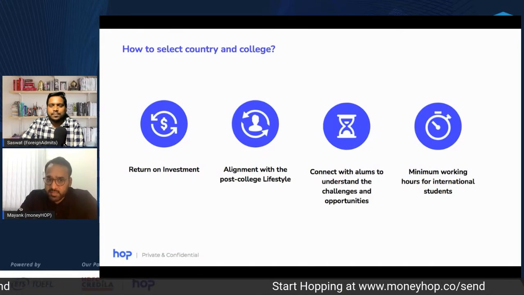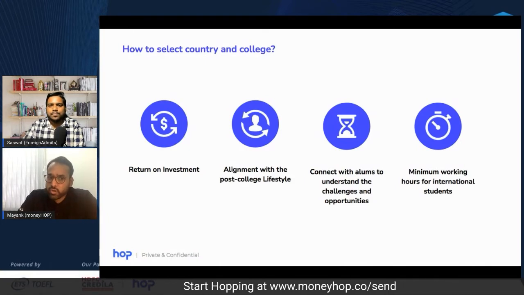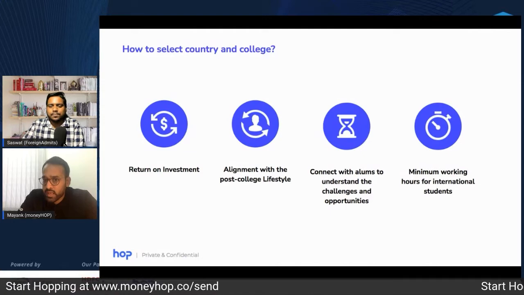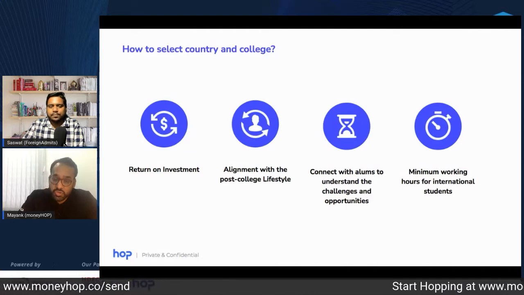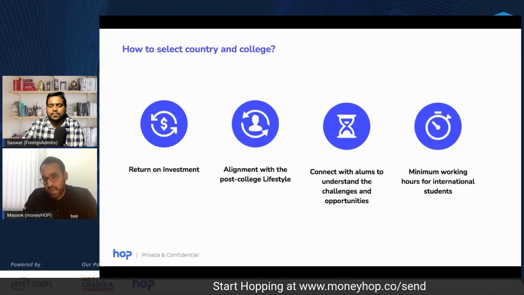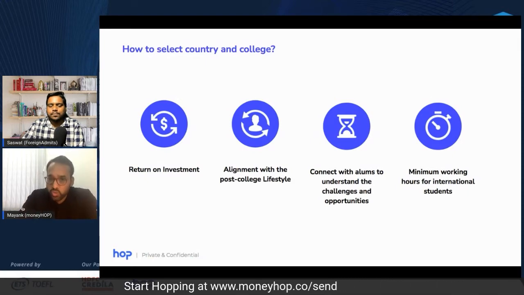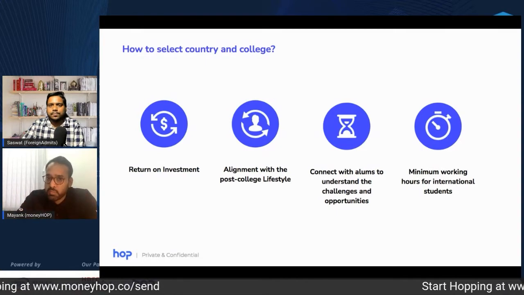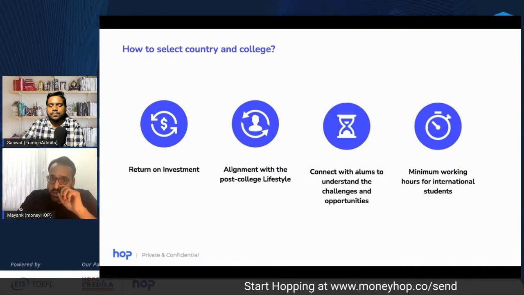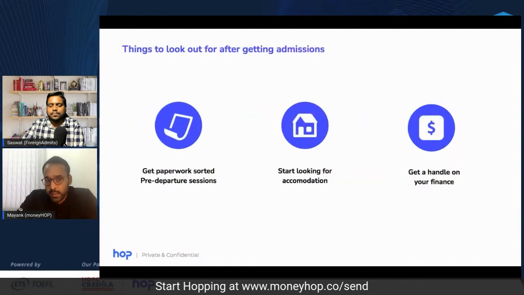Coming back to finances a bit and relating it back to return on investment, it's important for you to also understand if there are any minimum working hours that are allotted to you as international students, which you could potentially utilize to find a part-time job and sustain yourself as a student for the course of 3 years if you're going for a bachelor's, or a few years if you're going for a master's. Some of the things to look out for when you select your college and country, right?